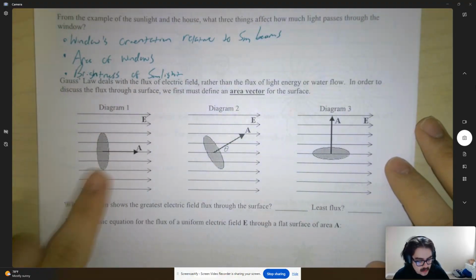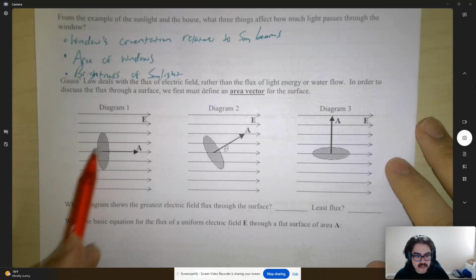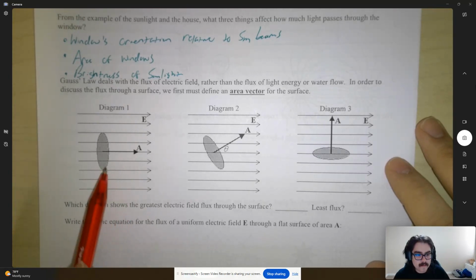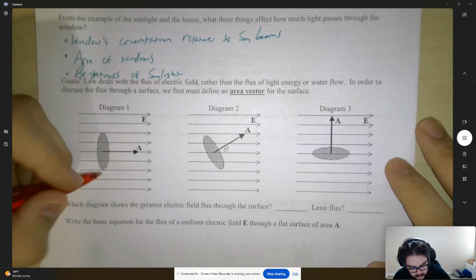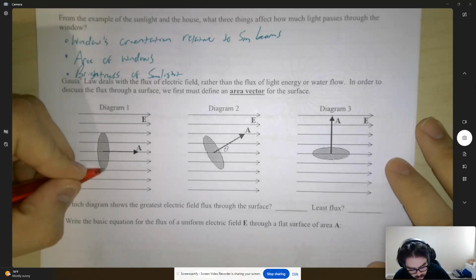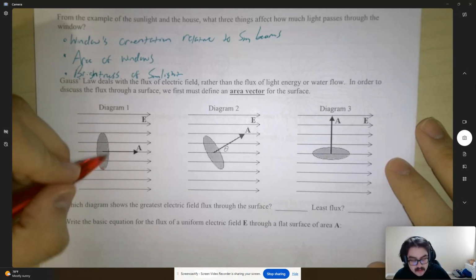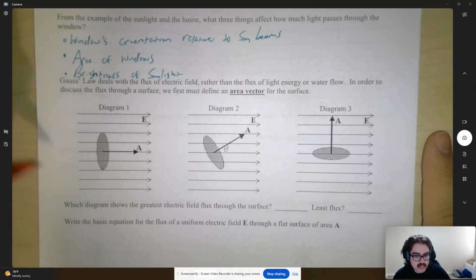Okay. To find the greatest amount of electric flux, we need to look at how much of the surface area is being exposed to, or how much of the area is being exposed to, the electric field. So we've got an E field turned on here, and we've got our shapes in there. This shape is getting exposed to the most electric field because all of this at the front is being exposed to it. And another way to think of it is the area vector is parallel to the E field.